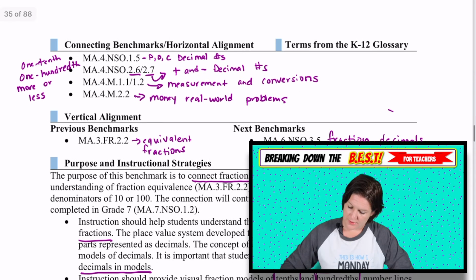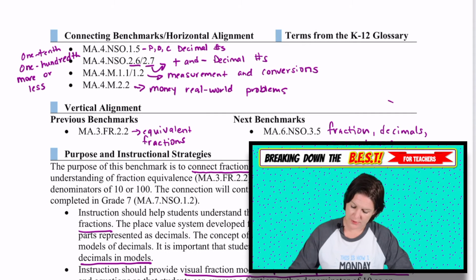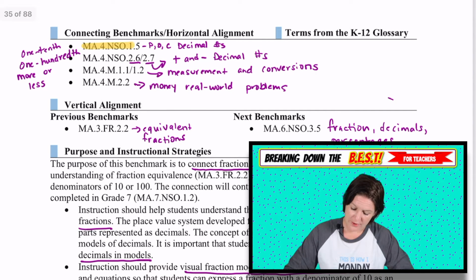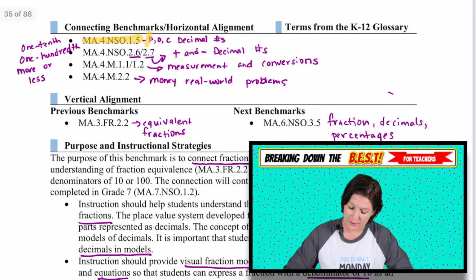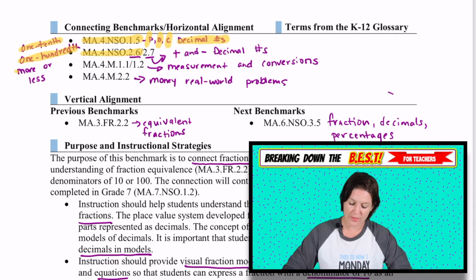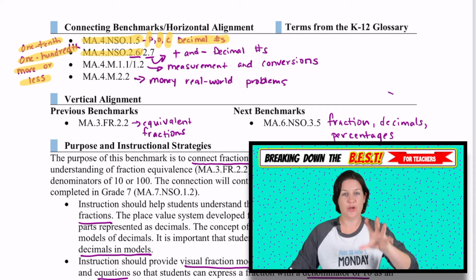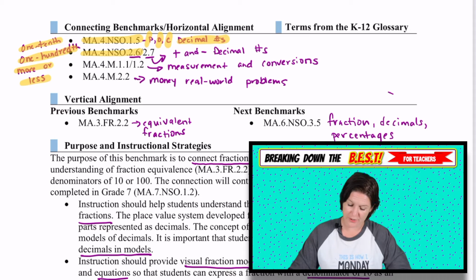All right, some connecting benchmarks. So in 4th grade, they have 4.NSO.1.5. That's where we are plotting, ordering, and comparing decimal numbers. There's also this one right here, NSO.2.6, which is where we're talking about 1/10 or 100th, more or less. So we're incorporating fractions and decimals there.